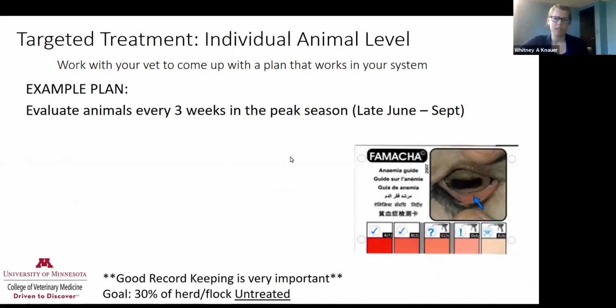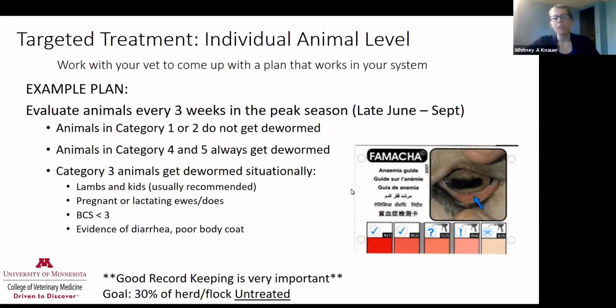And so what's an example of this? Again, you would want to work with your veterinarian to come up with a plan that works in your system, on your flock or herd. But for example, we might decide that we're going to start in late June, based on the weather, based on when your animals are going out to pasture. We're going to start evaluating animals every 3 weeks. So we're going to start June 30th. We're going to Famacha score everyone. 3 weeks later, we're going to Famacha score everyone again. And we're going to come up with some decision criteria. And so that might be this.